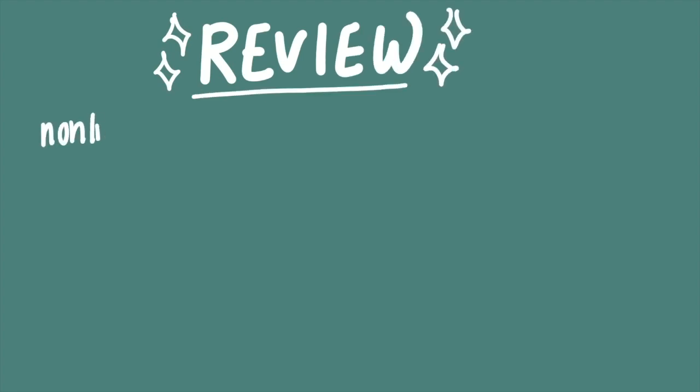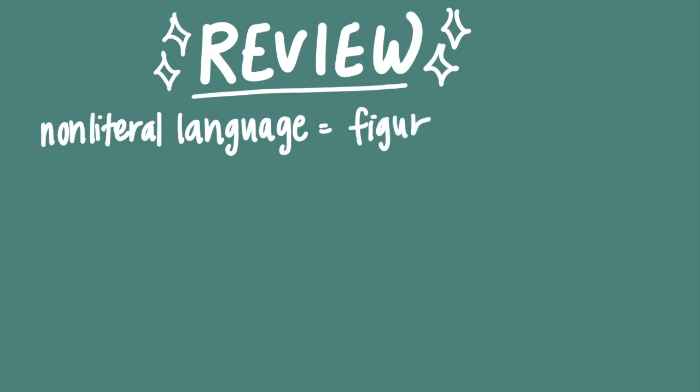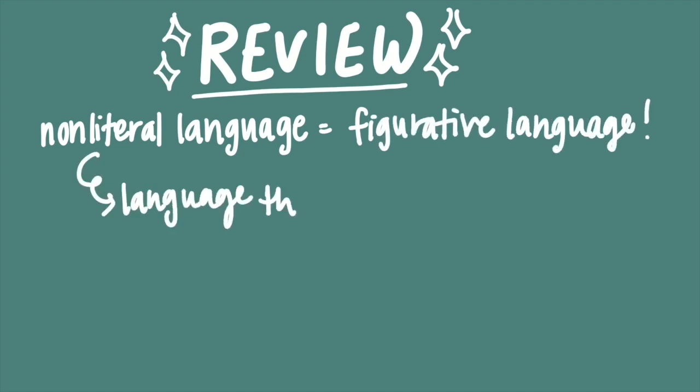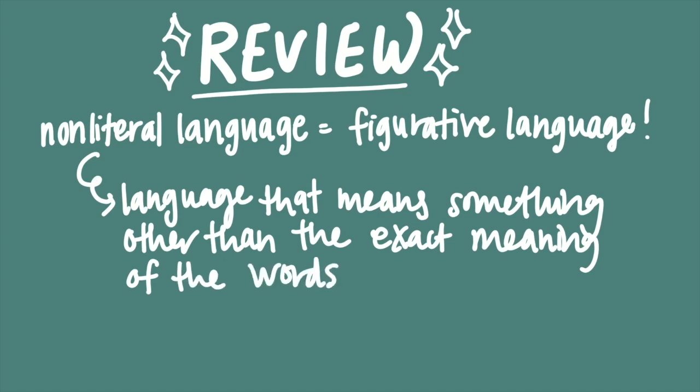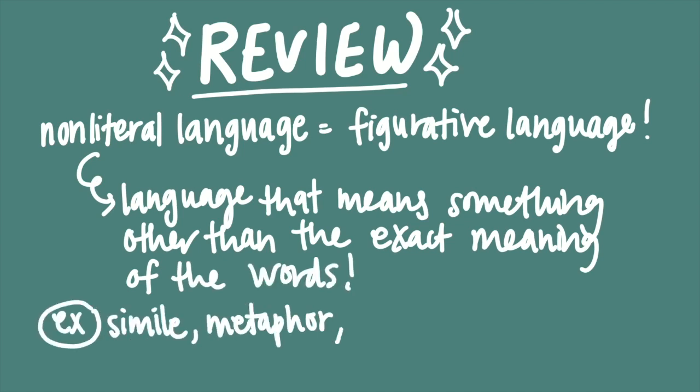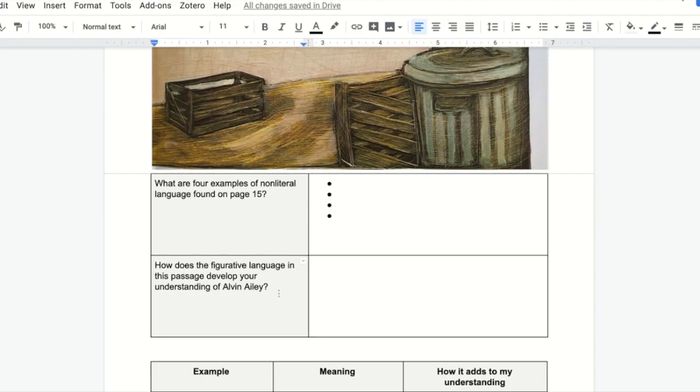Alright, so a quick review of what non-literal language is. It's also known as figurative language. And so I wanted us to remember that it's language that means something other than the exact meaning of the words, right? For example, we've talked about simile, metaphor, personification, and other examples like onomatopoeia, alliteration, and hyperboles.